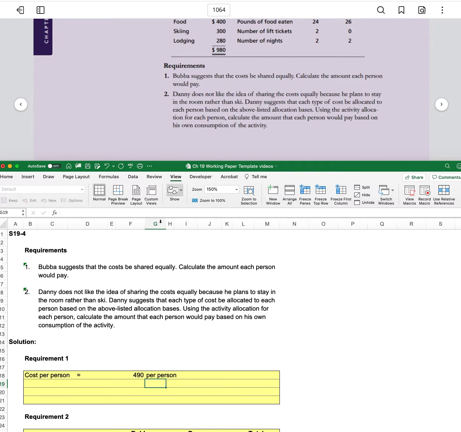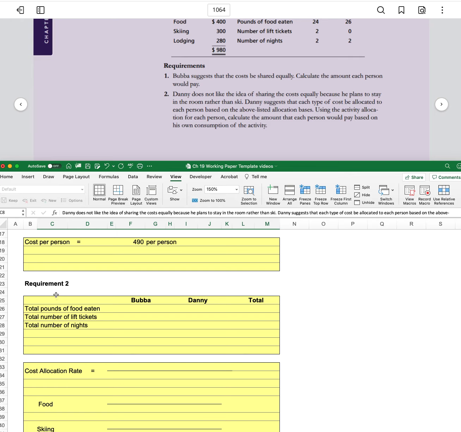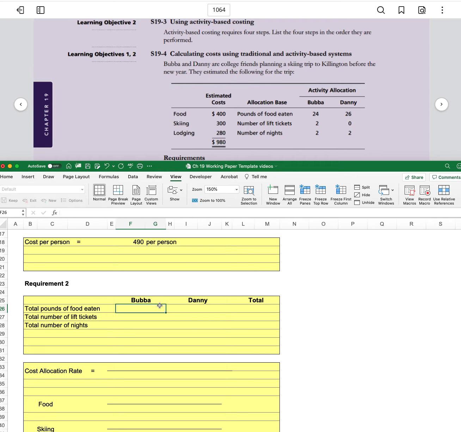So we'll come down, and the working paper template gave us some little basics to get started with this problem. We're going to start out looking at the total pounds of food eaten. For Bubba, we have 24 pounds, for Danny, we have 26 pounds, for a total of 50 pounds.